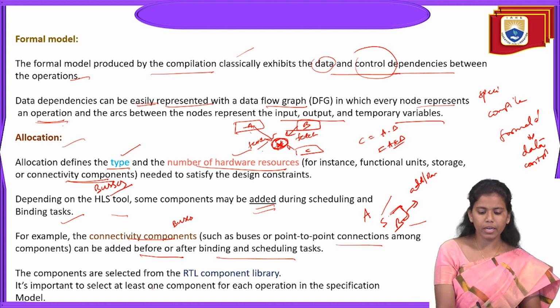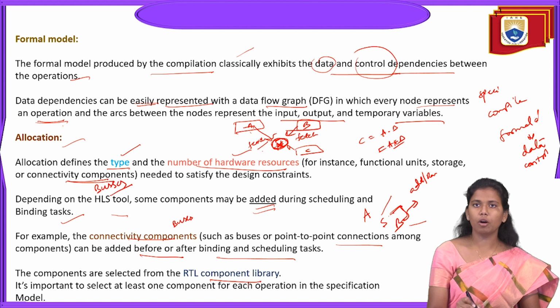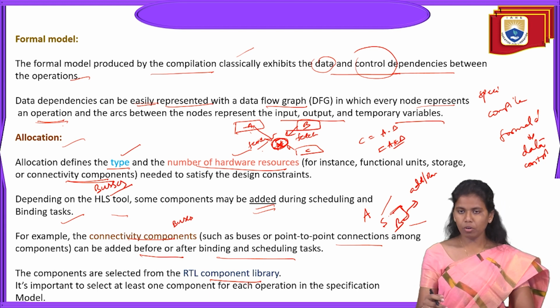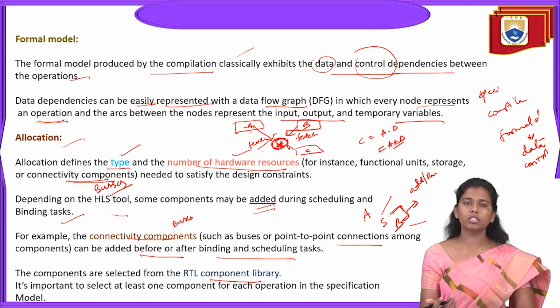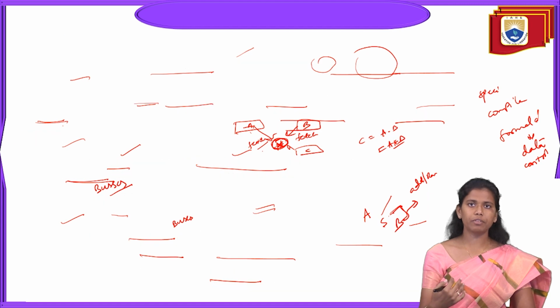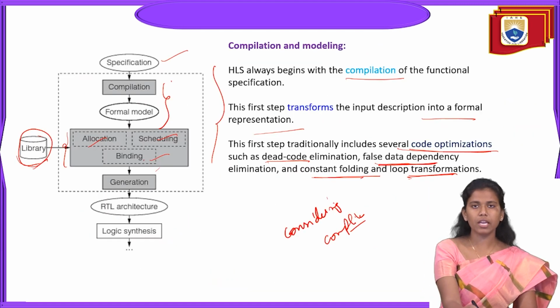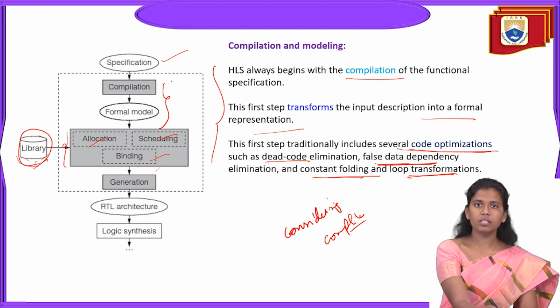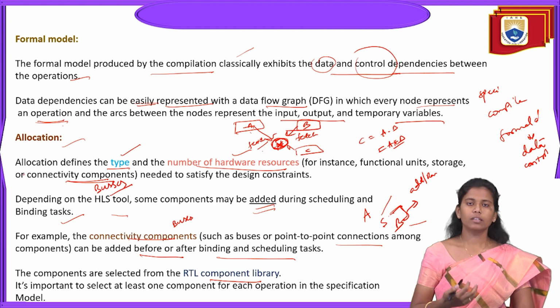And the components are selected from the RTL component library. As I said, the components which you want to add or remove are selected from the library. Why? Because allocation, scheduling and binding, all these three are connected to the library, right? So from the library we can take the data.